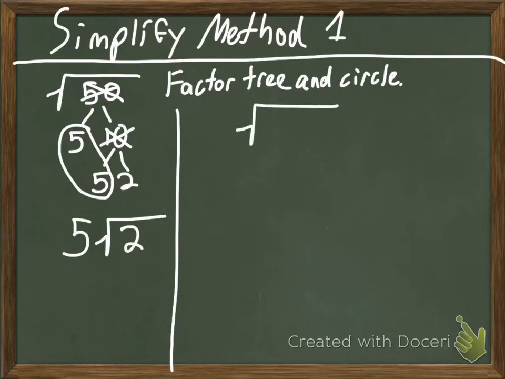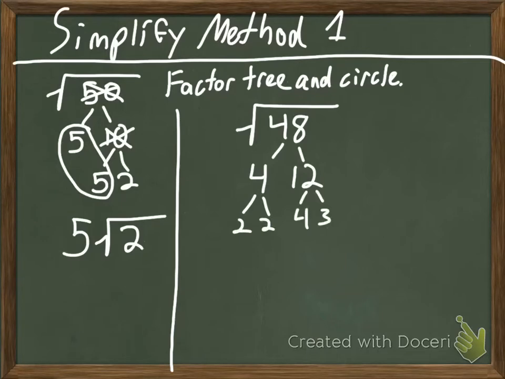Let's try another example. Let's try the square root of 48. Okay, I know 4 will go in it 12 times. I can break down 4 into 2 and 2. I can break down 12 into 4 and 3. And I can break this 4 down to 2 and 2. So now anything that has a tree coming out of it is not prime, so I'm going to mark it out. And then I'm going to circle my pairs.